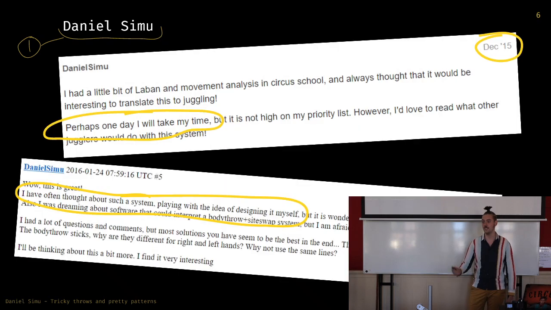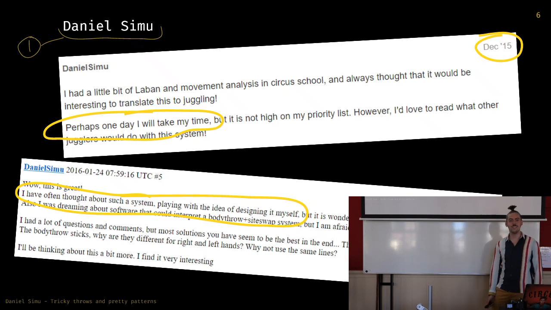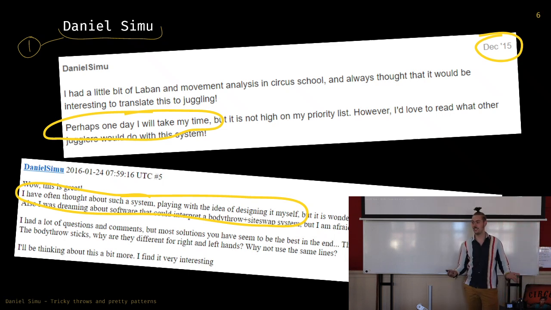In fact, I managed to find some forum posts that I wrote over 7 years ago where I already expressed my desires to one day devise my own juggling notation system. But this begs the question, why would somebody want to notate juggling in the first place? And why did I think that a new notation system was needed?